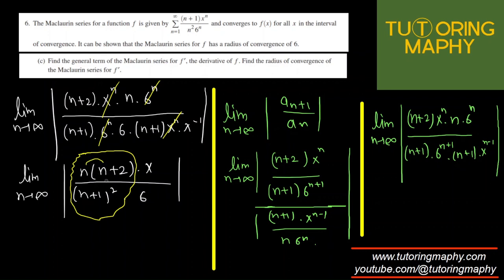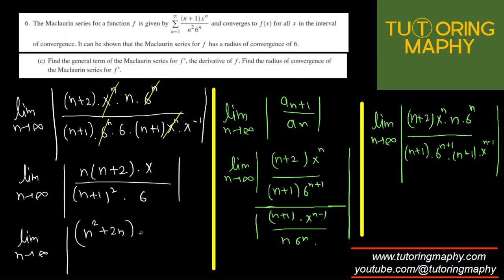Because here also the degree is 2. If you do not understand like this, I can definitely write another step for you to make it more clear. Can I write this as n square plus 2n? X remains as it is. Can I write n plus 1 whole square as n square plus 2n plus 1? 6 remains as it is.